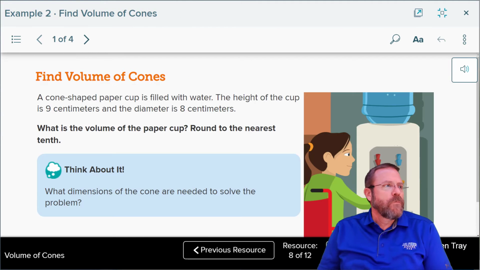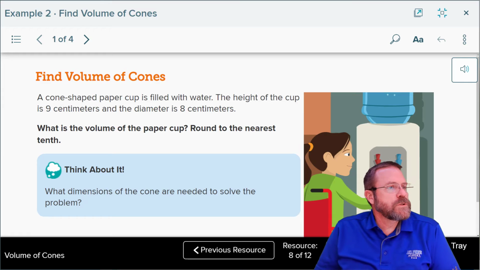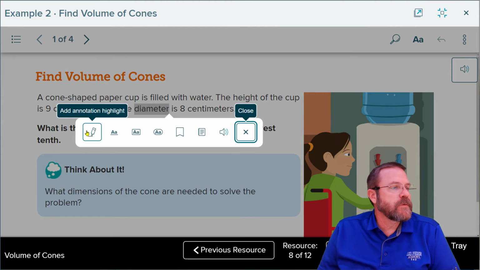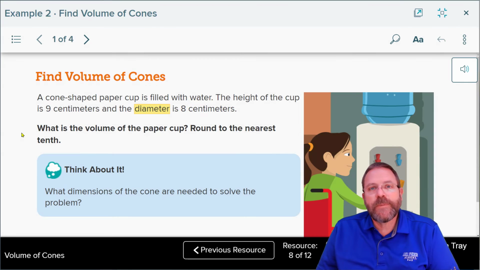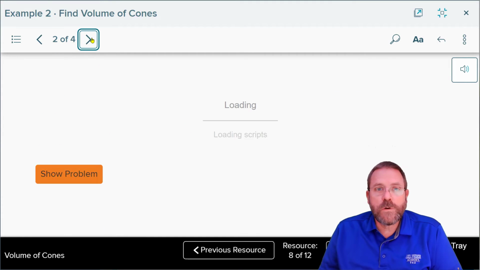Easy math. For example number 2, we have a cone-shaped paper cup that's filled with water. The height of the cup is 9 centimeters, and the diameter, watch that, they give us the diameter of the cup is going to be 8 centimeters. So we need to find the radius first, which is of course going to be 4, half the diameter.